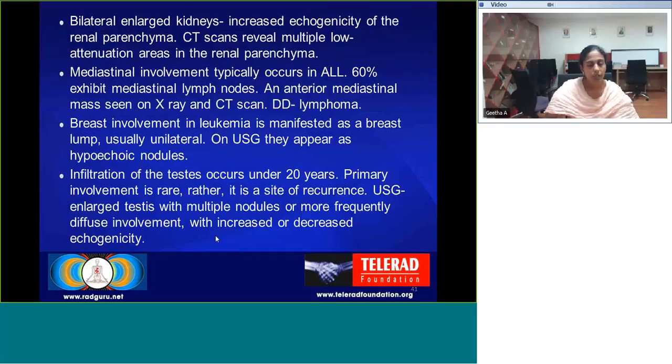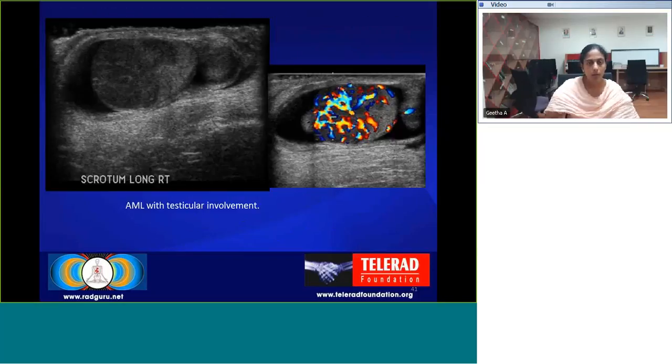Infiltration of the testis occurs under 20 years of age. Primary involvement is rare and it is usually a site of recurrence. On ultrasound, an enlarged testis with multiple nodules or, more frequently, diffuse involvement with increased or decreased echogenicity is seen. This is an example of scrotum infiltrated with AML, with testicular involvement showing a hypoechoic and heterogeneous enlarged testis.